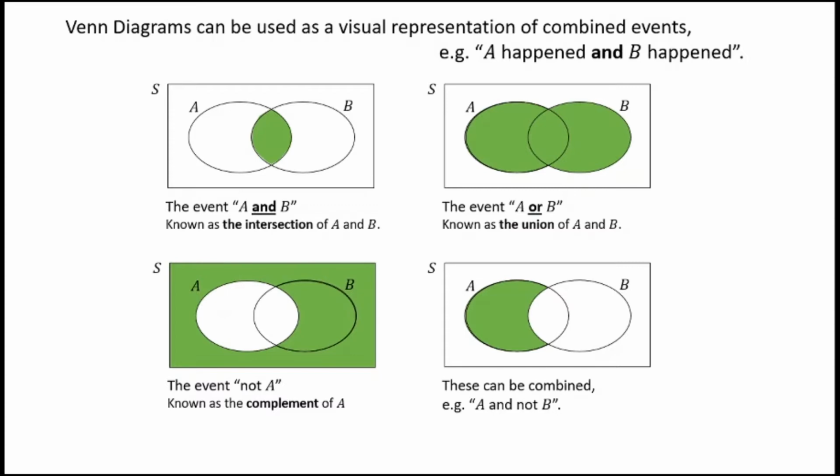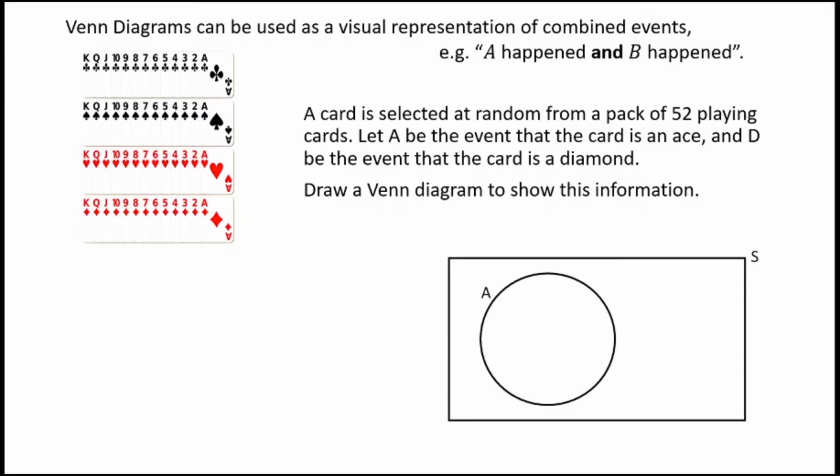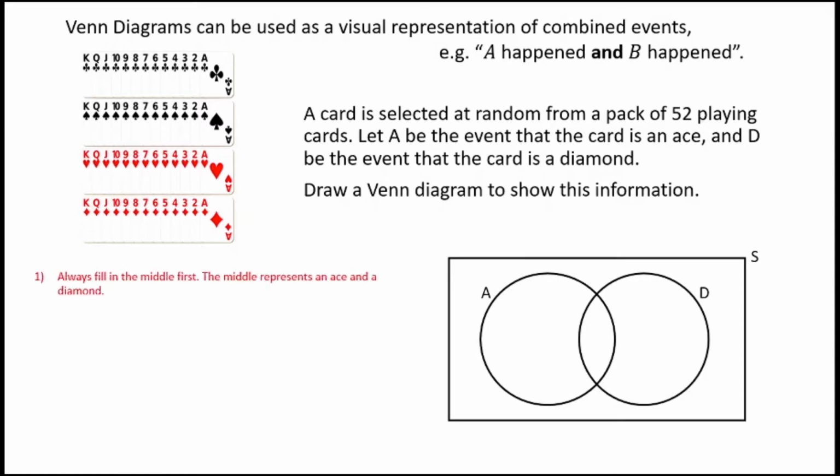Okay, let's try and draw a Venn diagram. In this particular question, we're working with a deck of cards. So I've mentioned before that there are 52 cards in all, 13 in each set. We've been asked to draw a Venn diagram for two sets, the aces and the diamonds. So first we're going to start with the middle. We're going to start with the intersection.